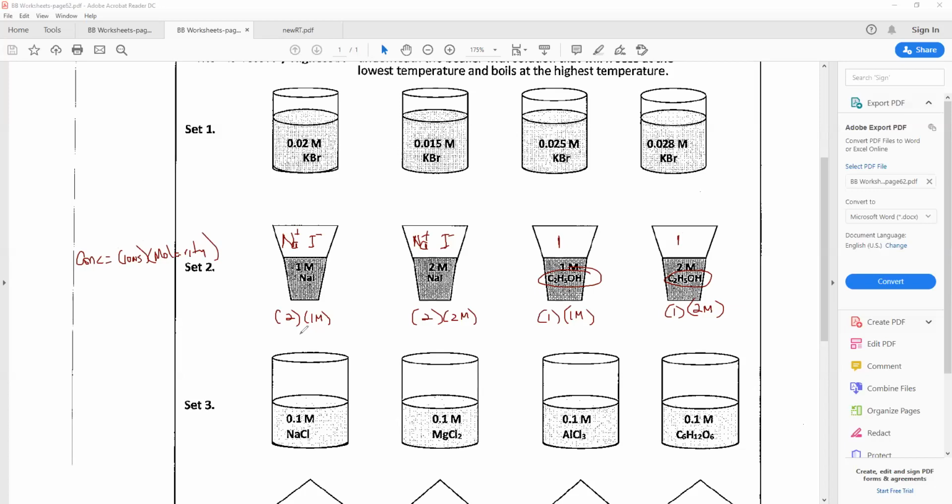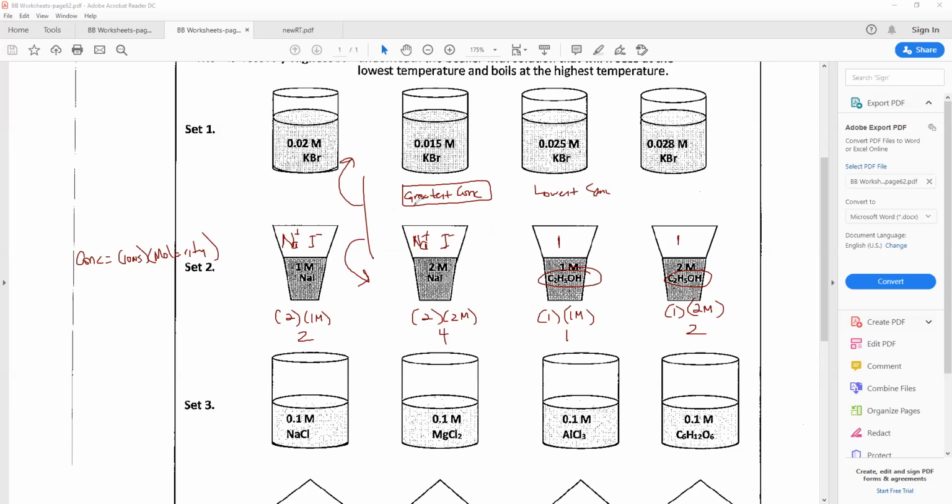So 2 times 1 is 2, 2 times 2 is 4, 1 times 1 is 1, 1 times 2 is 2. So we're going to see that this one has the greatest concentration and this one has the lowest concentration. The greater the concentration, the more ions it has, the lower the freezing point, the higher the boiling point. So you have to remember that. This is what the Regents is most likely going to ask.